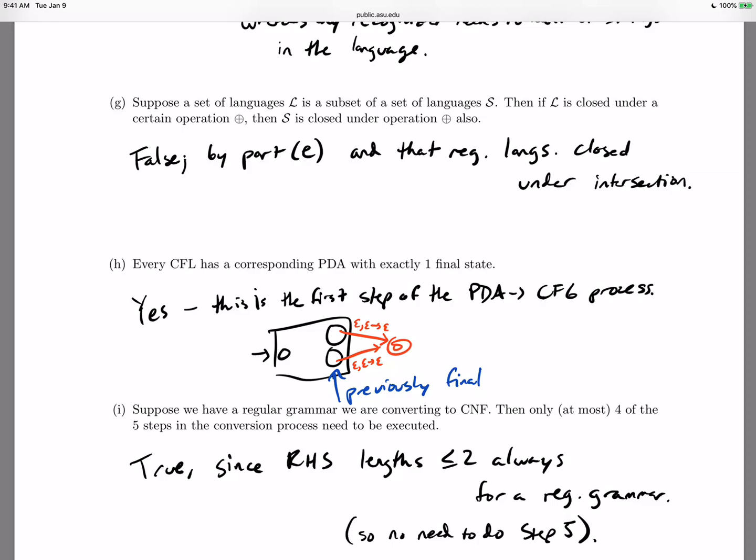Just because of either not citing an example of a set of languages L or a set of languages S, or not giving a certain operation. But the other thing that people did was to assume something about a certain language being regular, or a single language being closed under a certain operation. A single language is not closed under anything. A set of languages is.